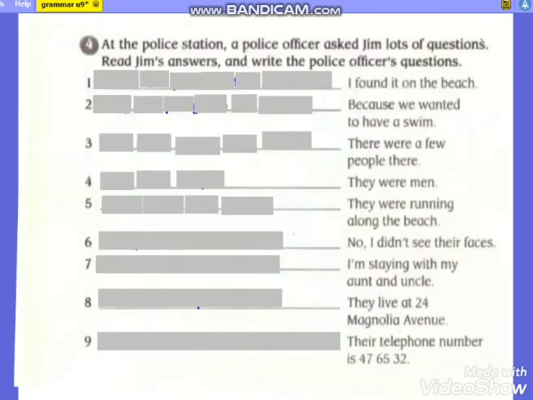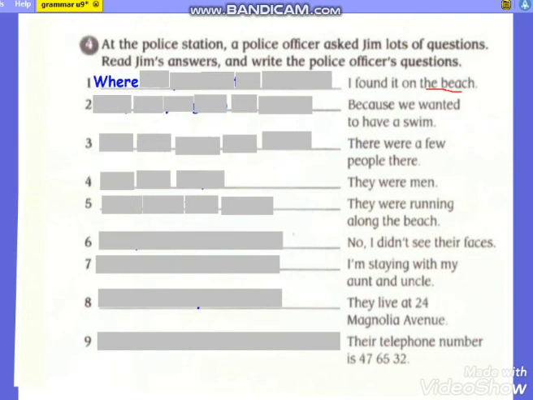At the police station, a police officer asked Jim lots of questions. Read Jim's answers and write the police officer's questions. Let's read. Number 1, I found it on the beach. So the answer is on the beach. So what do you think? What was the question? Because the answer is on the beach, so we start the question with where.